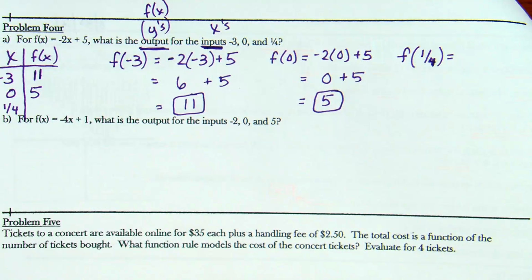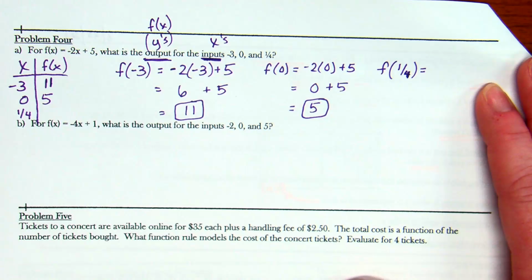F of 1/4. Okay. You can at least start it, yes? Don't let the fraction scare you. Every place I see an x, I'm replacing it with 1/4. So negative 2 times 1/4 plus 5.